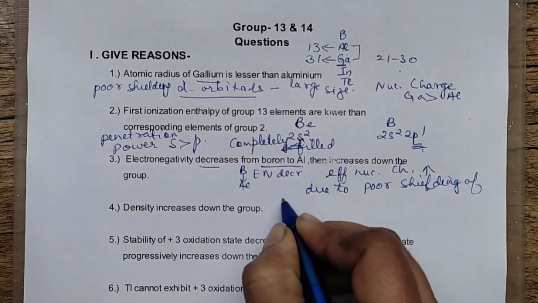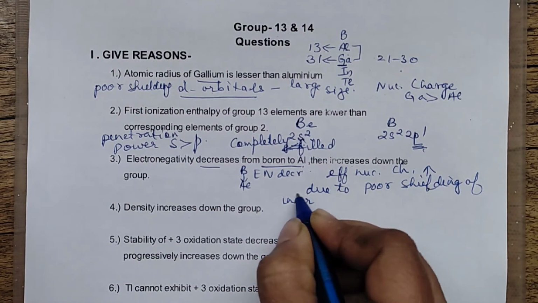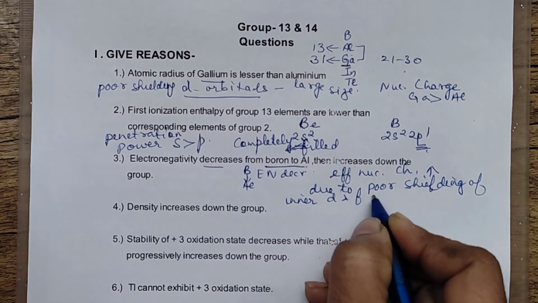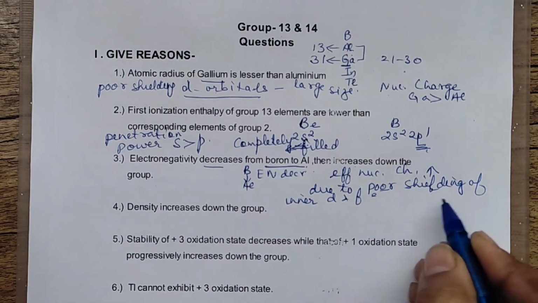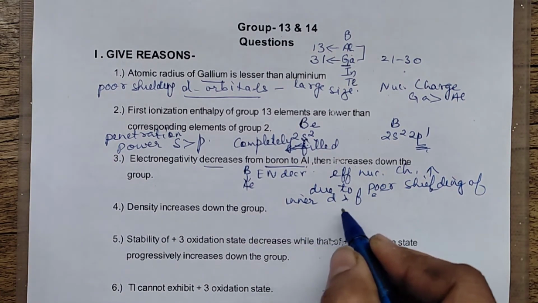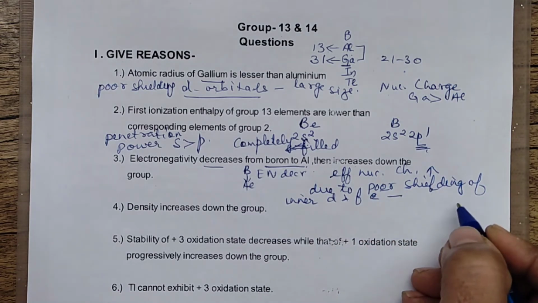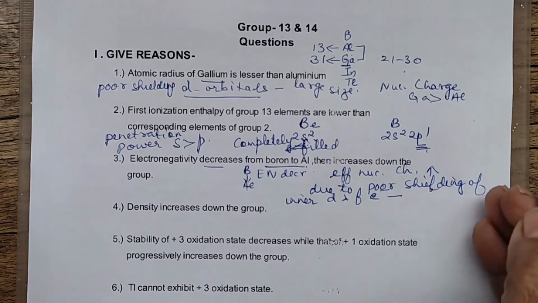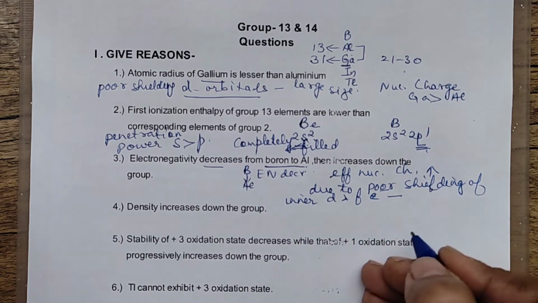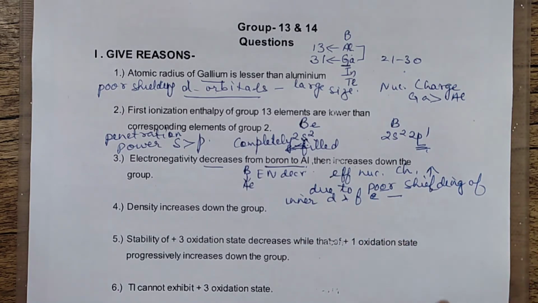of inner d and f electrons. Because of poor shielding of inner d and f electrons, as a result, the force of attraction of the nucleus for the electron will increase. Force of attraction will increase, thereby electronegativity will increase from aluminium to thallium. Right? Next, it says density increases down the group.